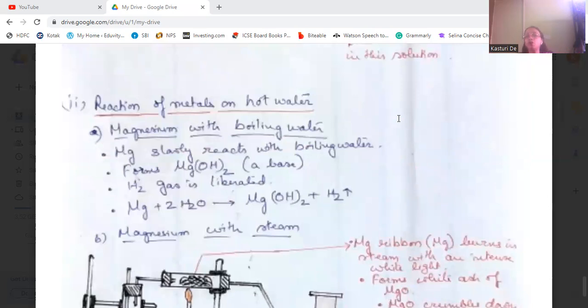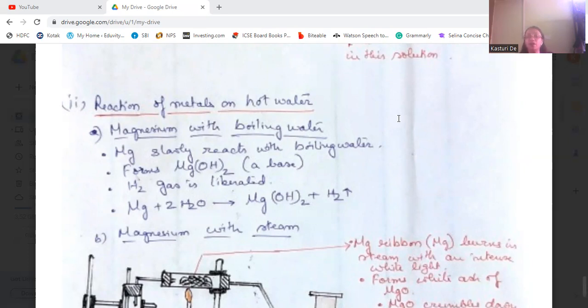Now, the reaction of metals with hot water, like magnesium. In the reactivity series, first comes potassium, then sodium, then calcium, then magnesium. So magnesium does not react with cold water, but with hot water, or rather boiling water or steam, it will react to liberate hydrogen. Magnesium slowly reacts with boiling water, forming magnesium hydroxide, that's also a base, and hydrogen gas is liberated.